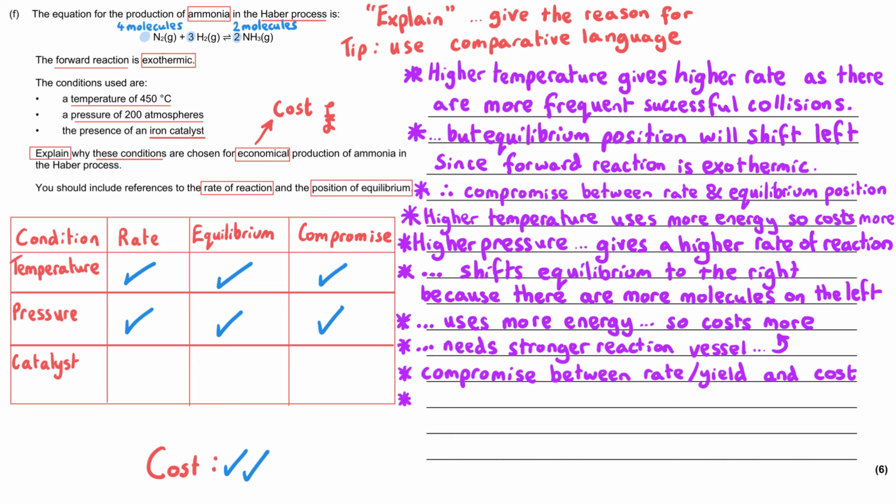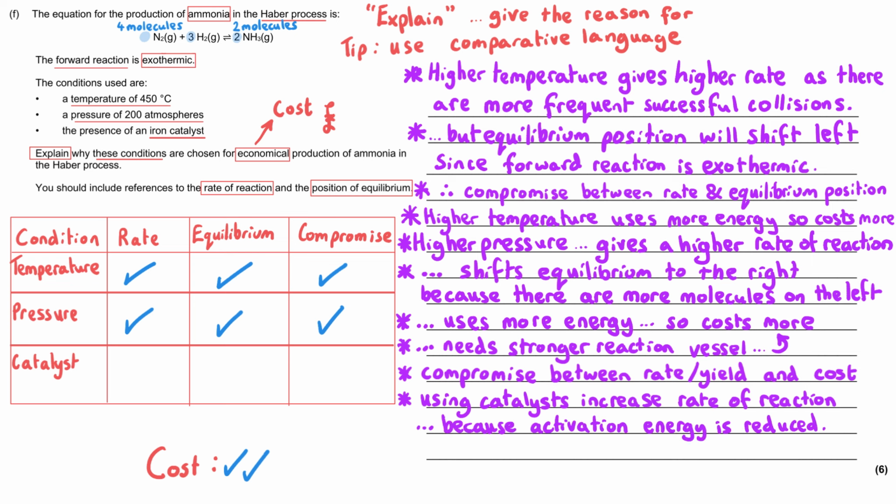And then if we consider the catalyst, we know that catalysts, when we use them, we get a higher rate of reaction because the activation energy is lowered. And that's by providing an alternative reaction pathway. And so because of that, this will mean that we will be reducing energy costs potentially because we don't need to use such high temperatures to get a fast rate of reaction.